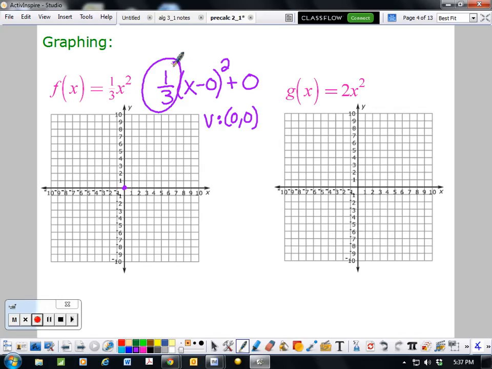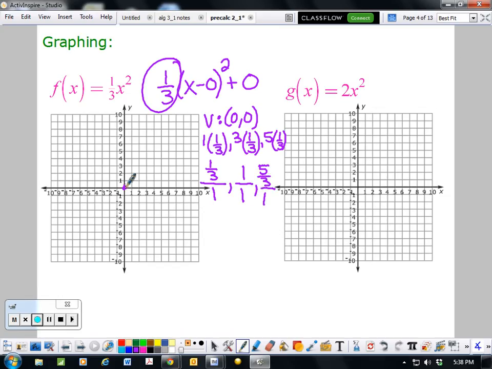So when I'm looking at that pattern of change, I'm doing 1 times 1/3, 3 times 1/3, and then 5 times 1/3. Which means I'm going to go up 1/3 over 1, up 1 over 1, and then up 5/3 over 1.